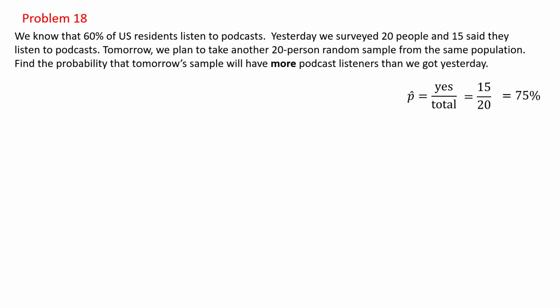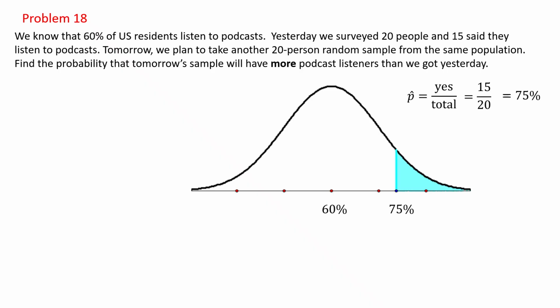For that, we need a sampling distribution for proportions. And it looks kind of like this. You can see the blue tail as representing the probability of getting a sample that's 75% or higher. But of course, to calculate this, we're going to need normal CDF. But we're also going to need to know the distance between the standard deviation marks, or the sampling standard deviation.